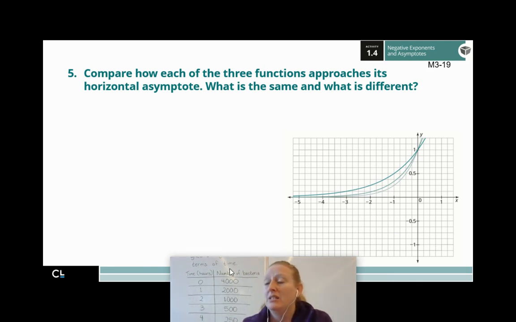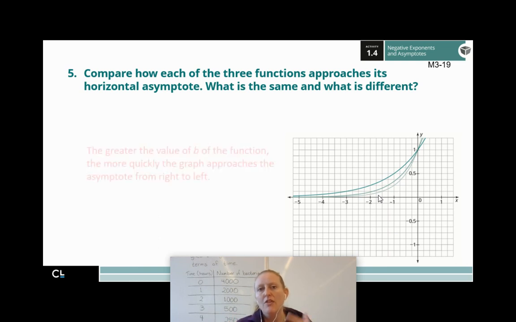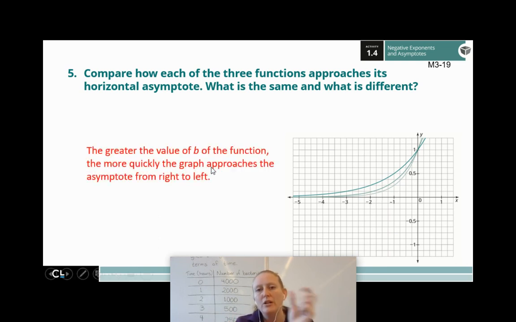So I noticed that 2 to the x power didn't get there as fast as 3 to the x power, that 3 to the x power headed toward that asymptote faster. I also noticed that 4 to the x power has headed toward that asymptote even faster, didn't it? So while they all have the same asymptote, the greater b value, the greater base of your exponential, the more quickly it's approaching that asymptote from the right to the left. It's dropping down toward it a lot faster, isn't it? So it's interesting to note.